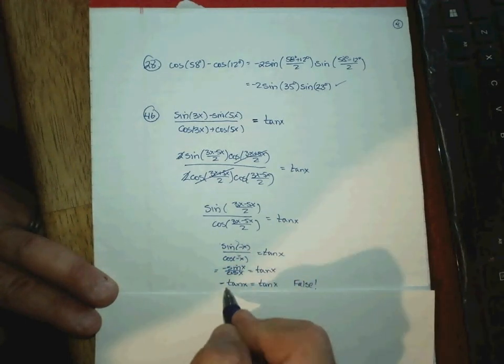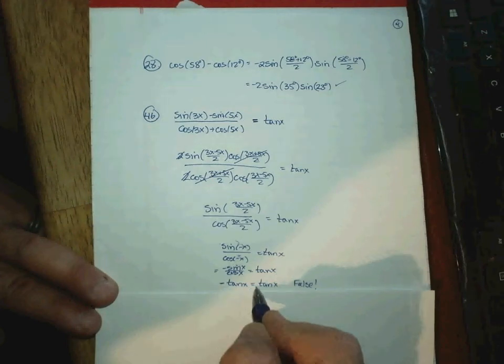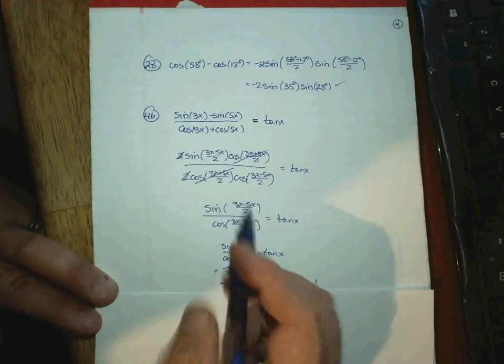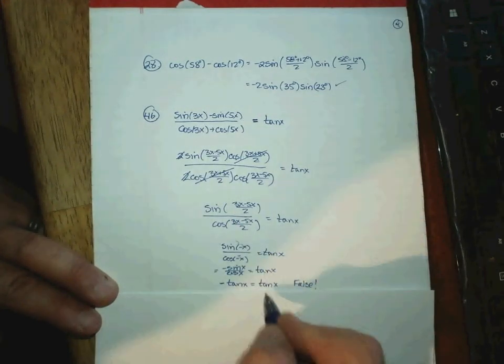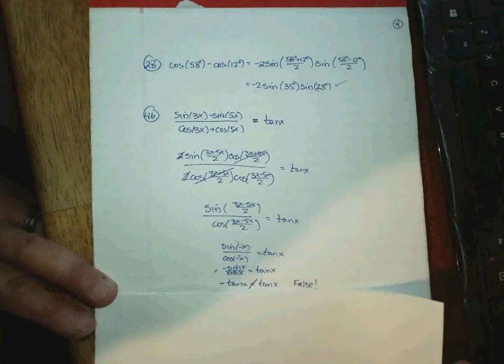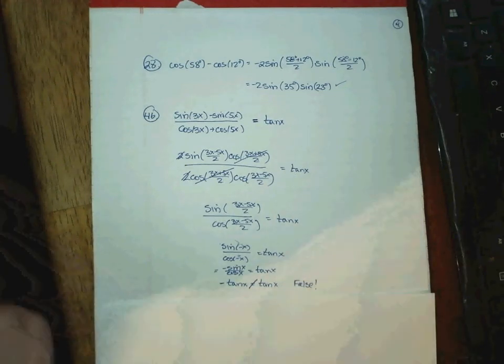And the question is, is that tangent? Well, negative sine of x over cosine of x is in fact the negative of the tangent of x. So this result is that the negative of tangent of x is what you have on the left. The positive of tangent of x is what you have on the right. They're not equal to each other. This is not an identity.